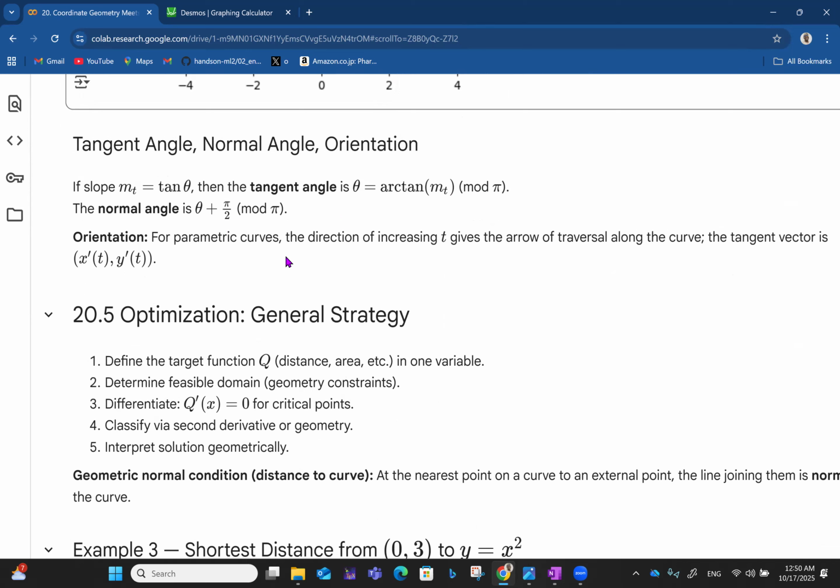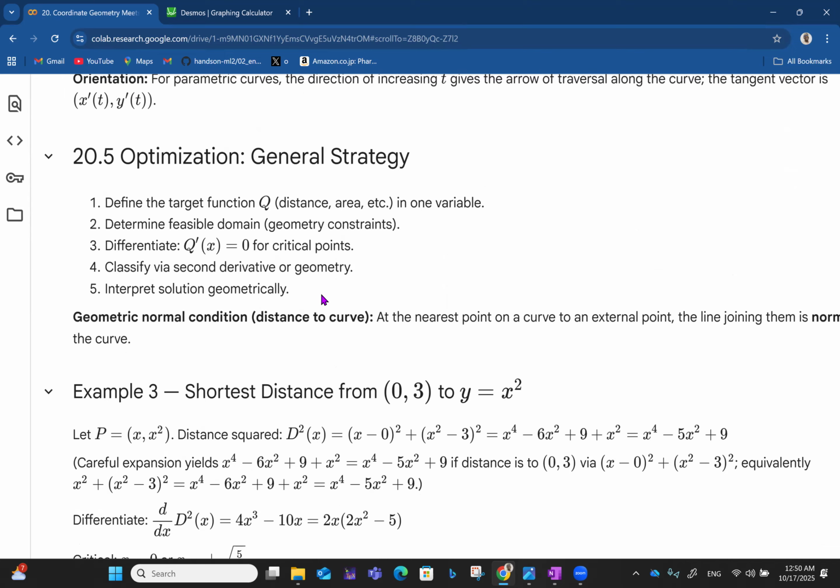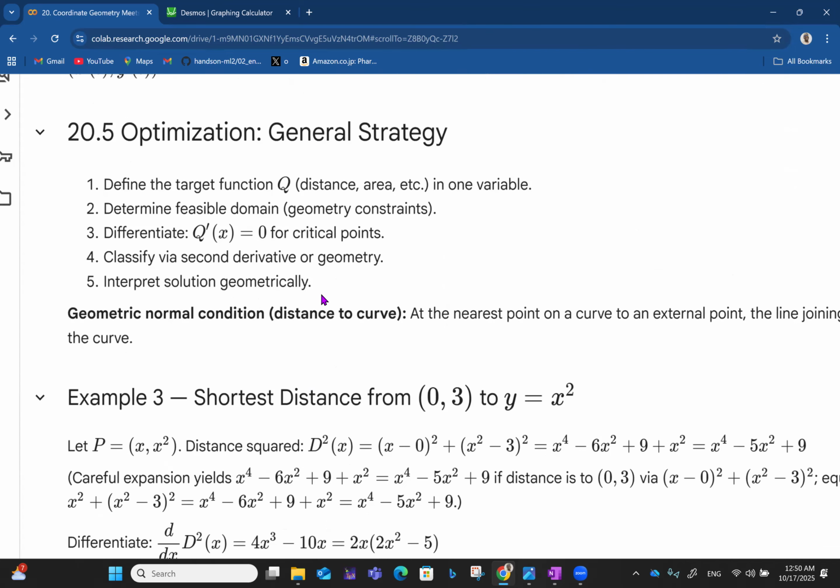The orientation from parametric curves: the direction of increasing t gives the arrow of traversal along the curve. The tangent vector is then x prime of t, y prime of t. Now let's talk about optimization and general strategy.